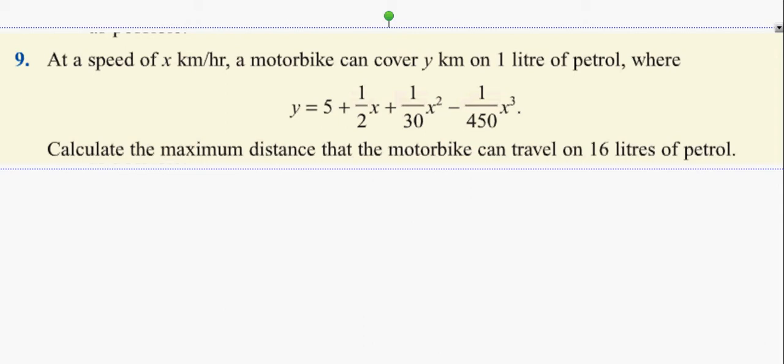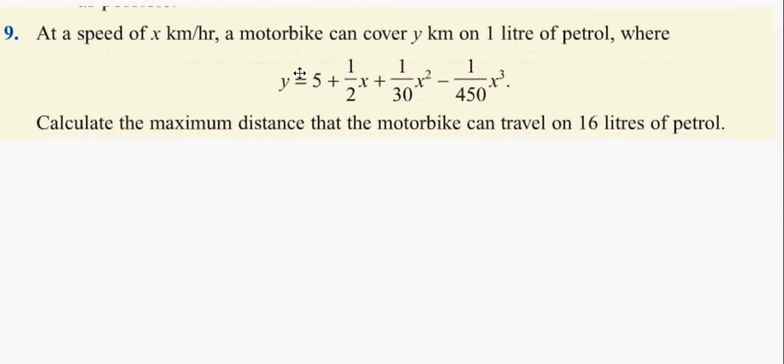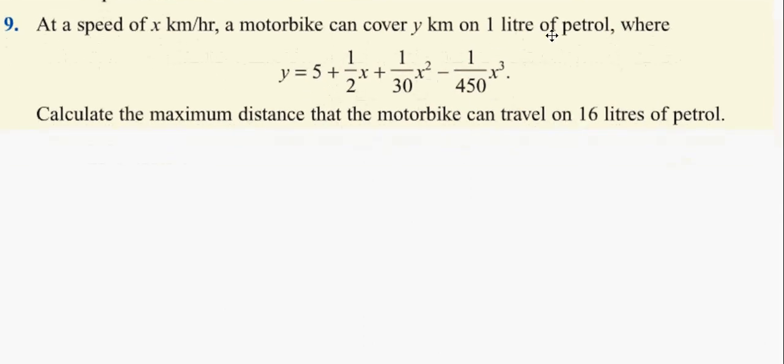At a speed of x kilometers an hour, a motorbike can cover y kilometers on 1 litre of petrol, where y equals 5 plus a half x plus 1 over 30 x squared minus 1 over 450 x cubed. Calculate the maximum distance that the motorbike can travel on 16 litres of petrol.